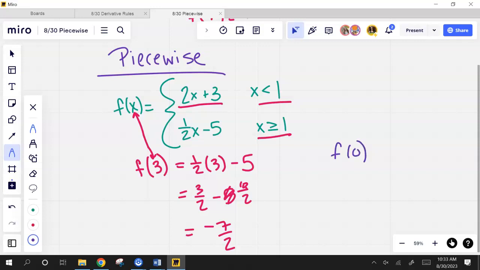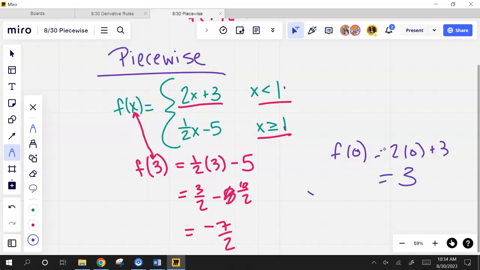Find f of 0. Same thing, same f. What is f of 0? That's right. I first have to determine which equation I'm using, right? I have to look at 0. Is 0 smaller than 1 or bigger than or equal to 1? Smaller. So that tells me I use the 2x plus 3 equation. So 2 times 0 plus 3, which is 3. For this particular one, you'll have different ones that you'll have to do.